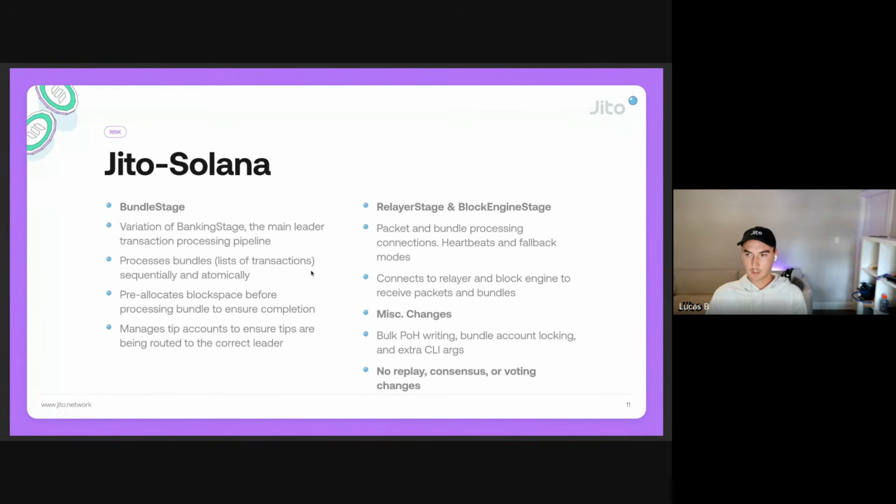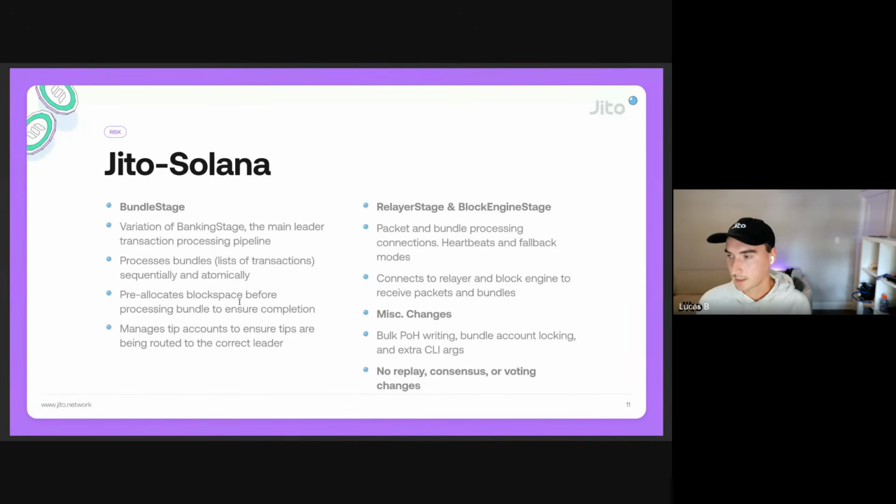There's a lot of filtering that happens in the bundle stage as well. The block space will be pre-allocated for a bundle, so we can ensure that it will have enough compute ahead of time, so that we don't get to the last transaction and find we ran out of block space and need to roll this state back. And then there's also the tip account stuff that I mentioned earlier. Essentially, the bundle stage will manage that for you as well. There's a bunch of other stuff in there. The code's open source, so you can read through it and let us know if you have any questions.